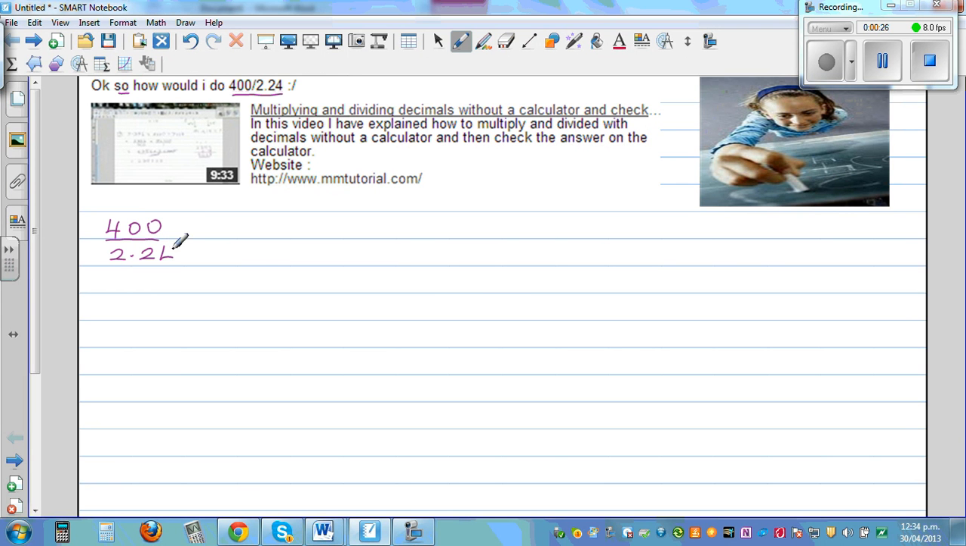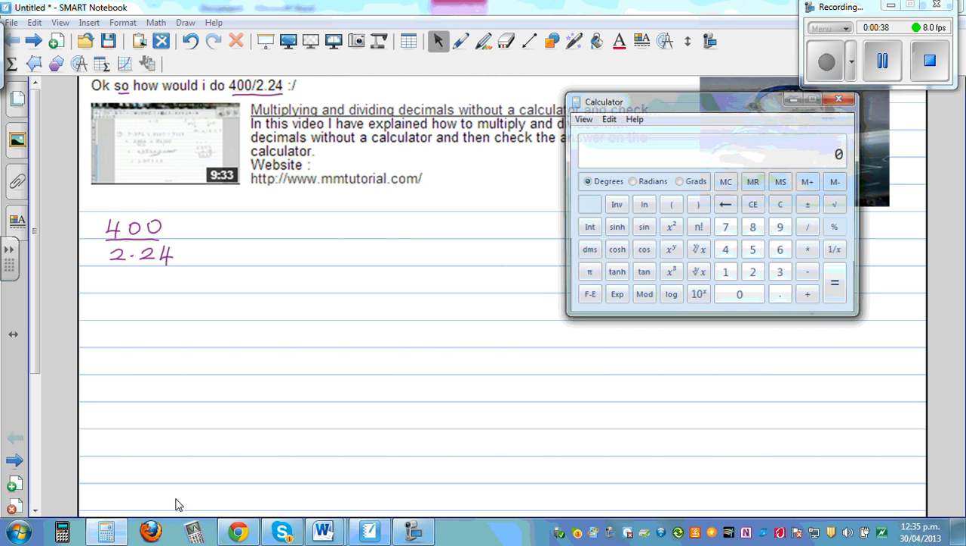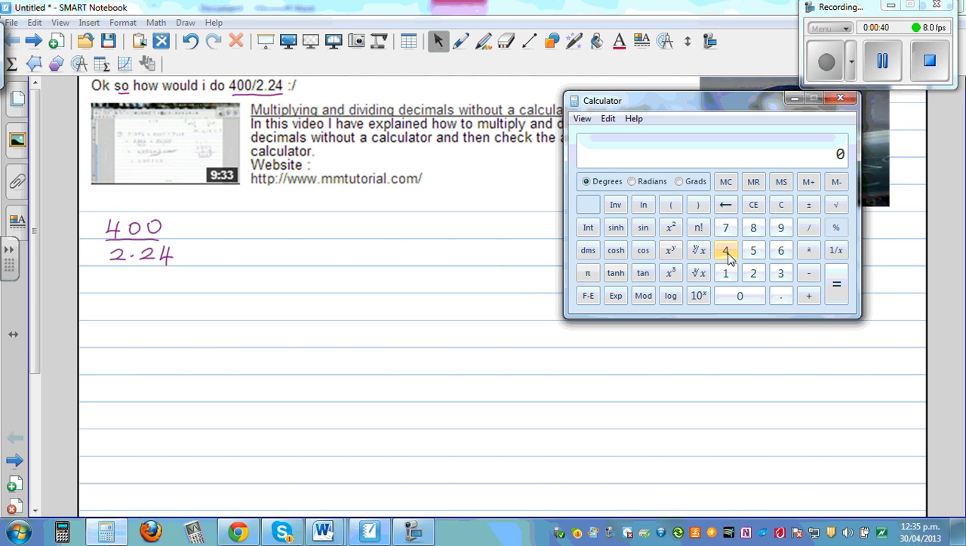Now, when you're dividing by decimals, what I actually wanted to say is using a calculator is fine, because the answer you get here is very interesting. It's a recurring number. 400 divided by 2.24 gives you 178.571428. Then again, can you see it's 571428, 571428?